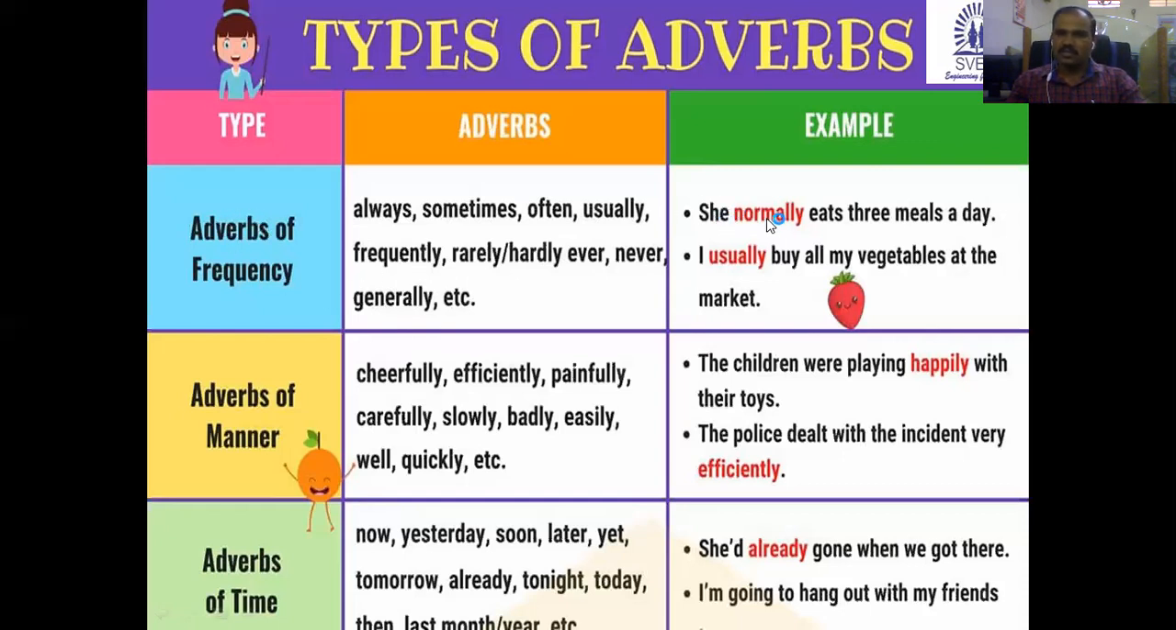For example, she normally eats 3 meals a day. So normally. I usually buy all my vegetables at the market. Usually. वारंवारता म्हणतो, नेहमीच या अर्थानं.